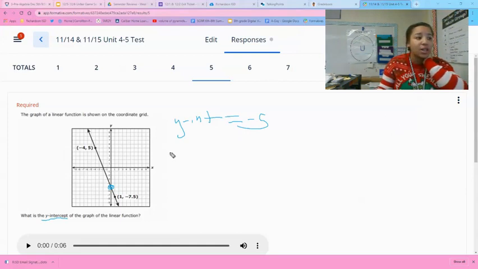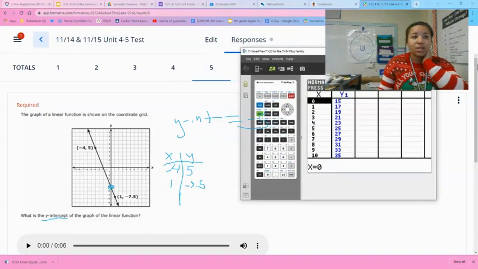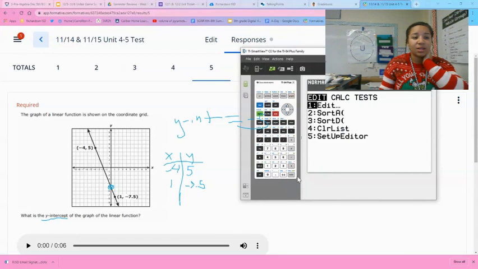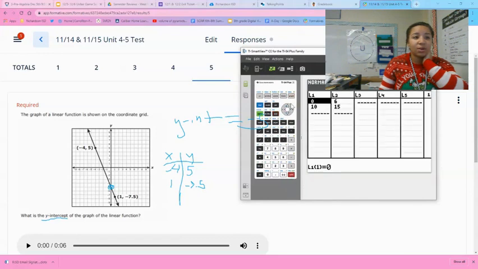I can also put this in stat edit, which is perfectly fine. If you want to do stat edit, you're going to create a tiny table, x, y, -4, 5, 1, -7.5. We're going to do stat, enter. Let me go up, clear, down.